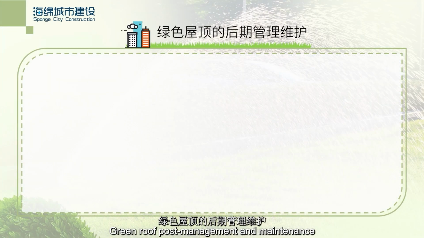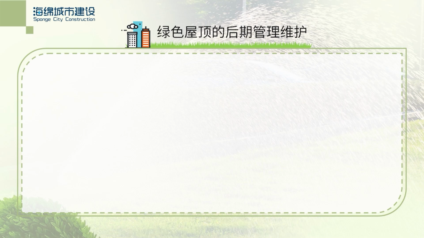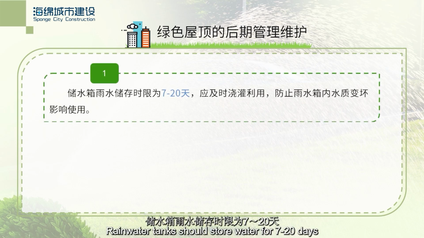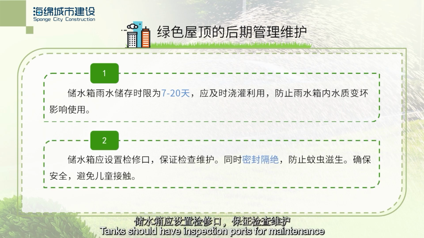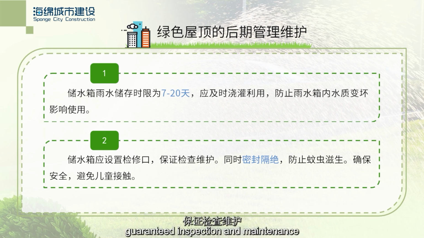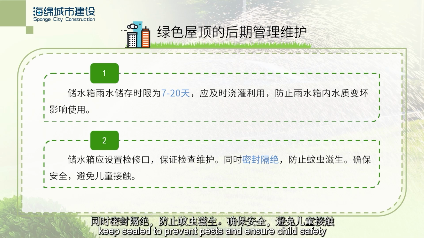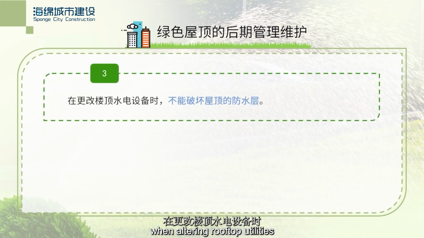Green roof post-management and maintenance. Rainwater tanks should store water for 7 to 20 days. Use it promptly to prevent degradation, so the water quality in the rainwater tank does not deteriorate and affect its use. Tanks should have inspection ports for maintenance. Guarantee inspection and maintenance. Keep sealed to prevent pests and ensure child safety.